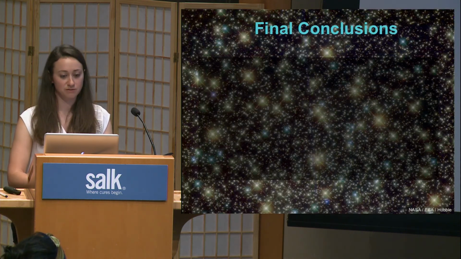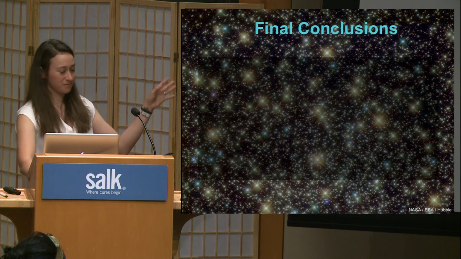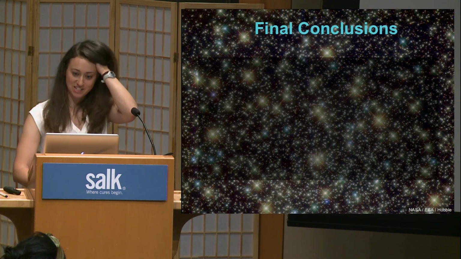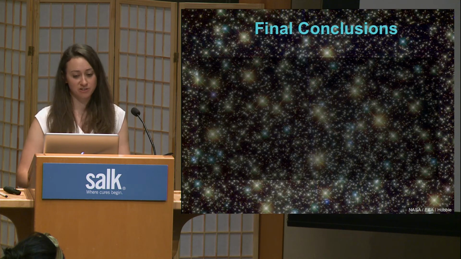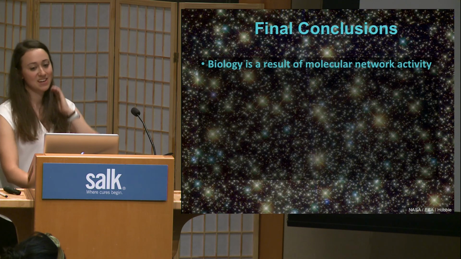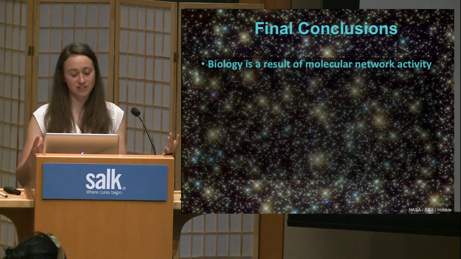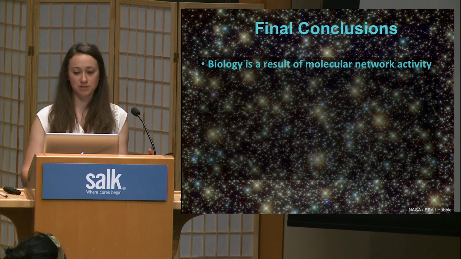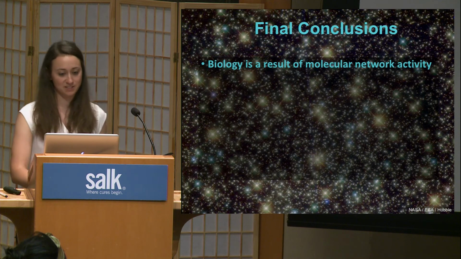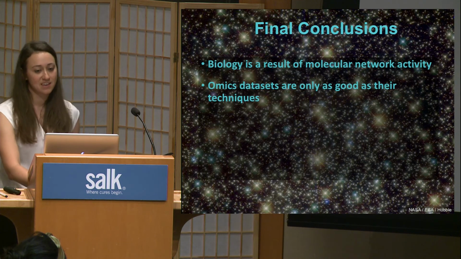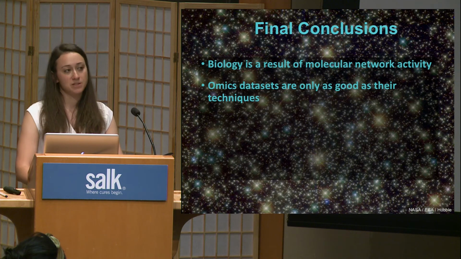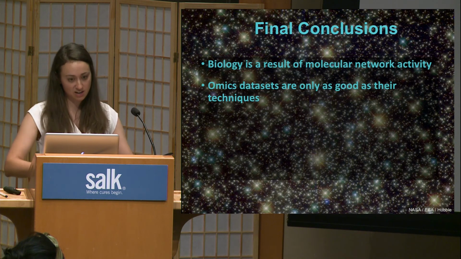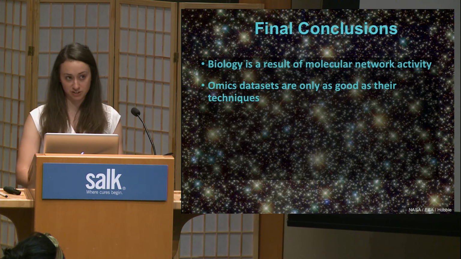So some final conclusions that I came to during my PhD is that biology is a result of molecular network activity, and that it's interactions between genes, transcripts, proteins, and chemical compounds. And that omics data sets allow us to see these networks, but the data are only as good as the techniques used to generate them.